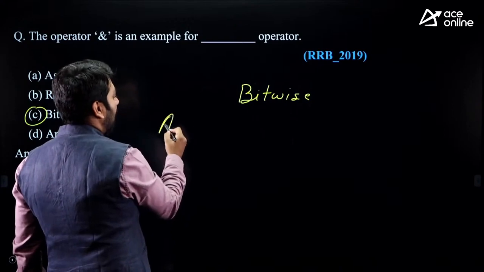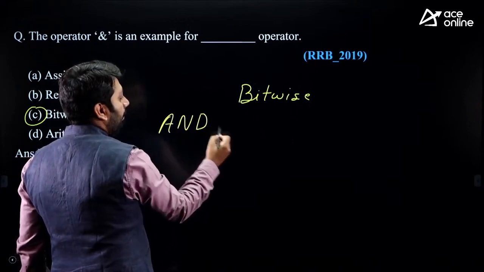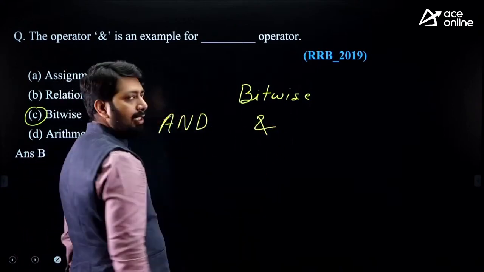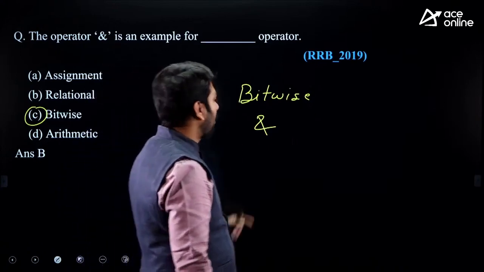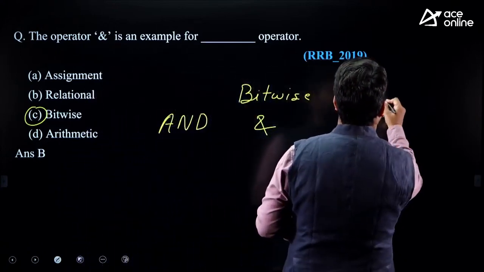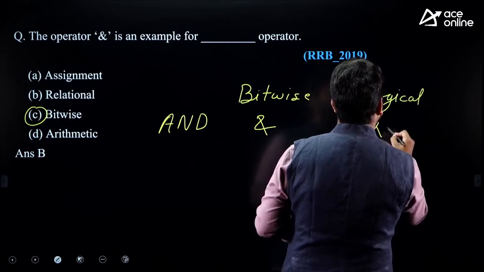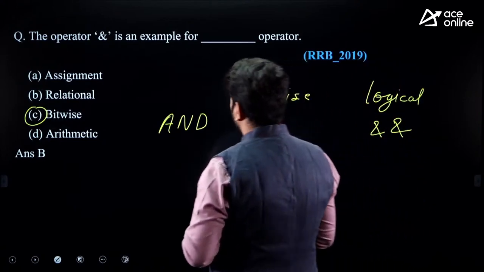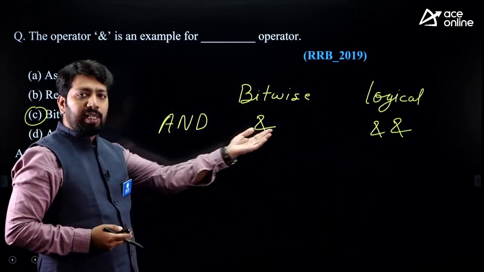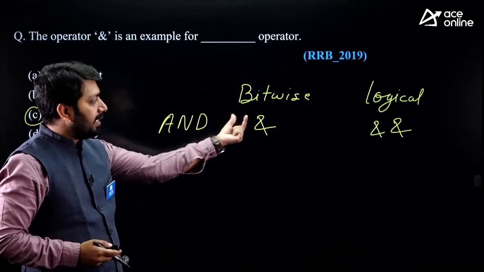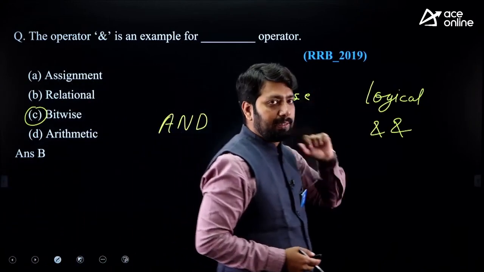Let me tell you only about AND. Bitwise AND is the single ampersand sign, or whatever you call it. In logical AND we use it twice. So both are known as AND, but one is bitwise and one is logical.